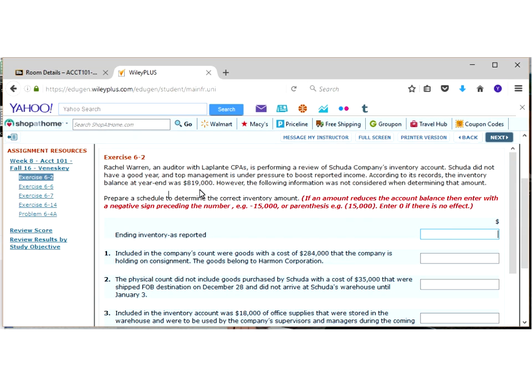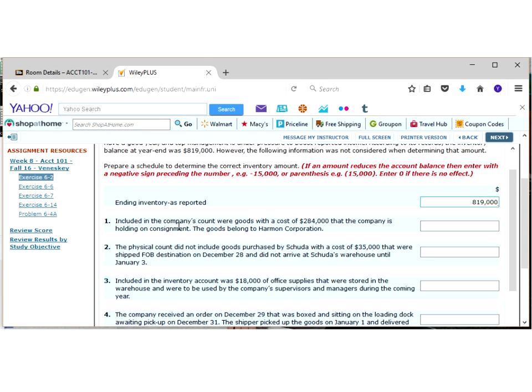I'm going to start out my ending inventory account with what they show, and then decide, do I need to add or subtract anything? 819,000. That's what they show as their ending inventory. Now it's our job to go through and see if they did everything correctly. I look at this first one: included in the company's count were goods with a cost, so this was included, and we have to decide, should it have been, or do we need to take it back out? 284,000 that the company is holding on consignment. These goods actually belong to a company called Harmon Corporation.